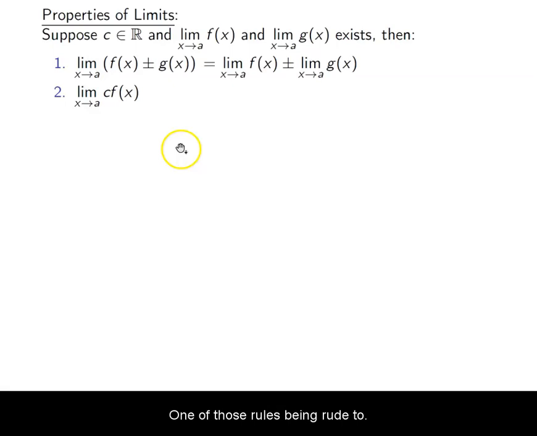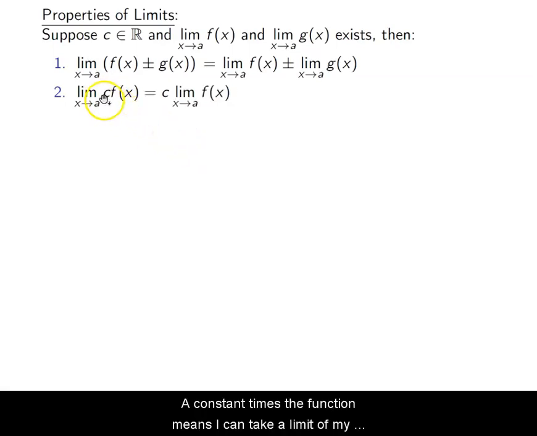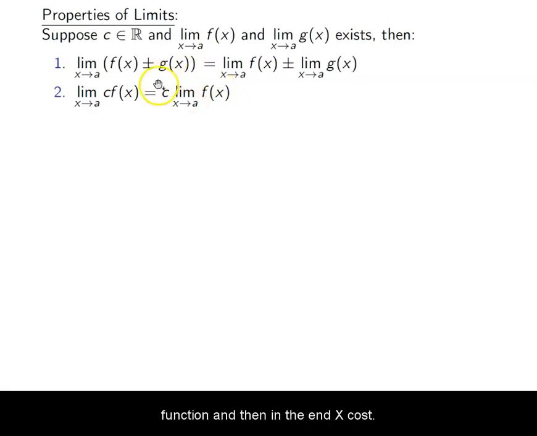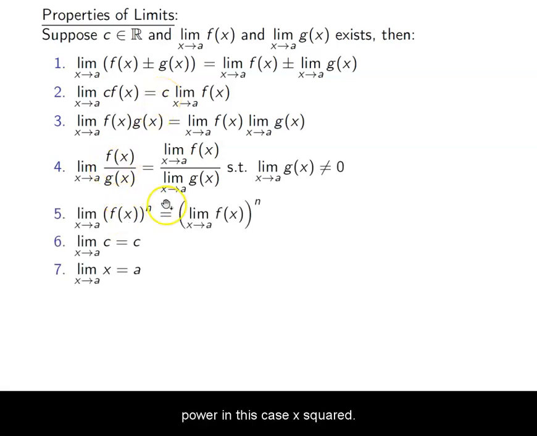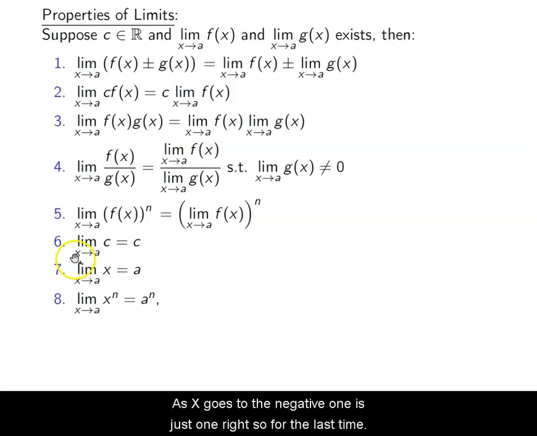One of those rules being rule 2. A constant times a function means I can take the limit of my function and then in the end multiply it by a constant. I also have the rule that I am taking a function to the nth power, in this case x squared. So we saw that here. So I can break down the first term using rule 2 and rule 8. The limit of 1 as x goes to 1 is just 1.